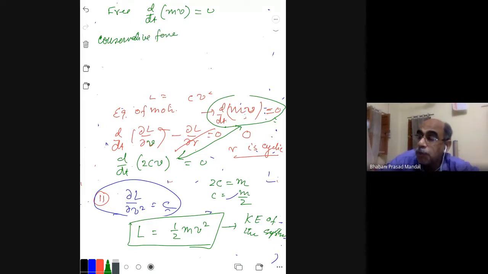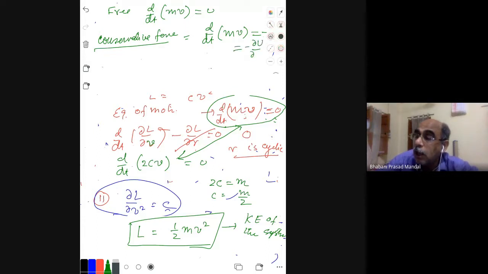now the particle is not free, but there is a force acting, and that is the conservative force. Then the equation of motion is d/dt of mv equal to minus del U del r, right? Or if it is one-dimensional, x dot, and this is r. So immediately I can see that my Lagrangian will be half mv squared minus U. U is the potential energy.